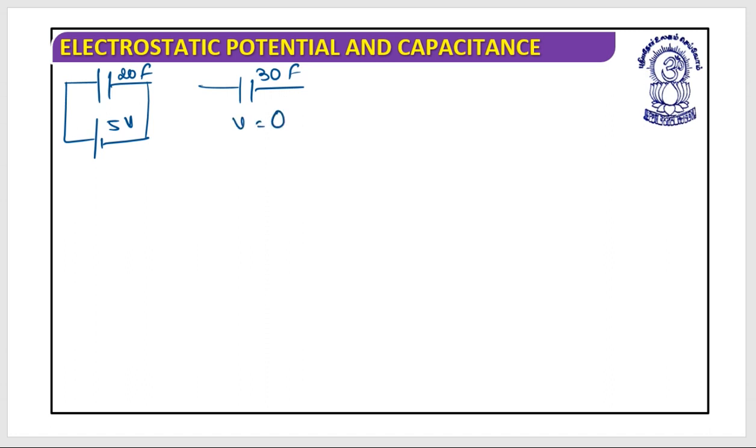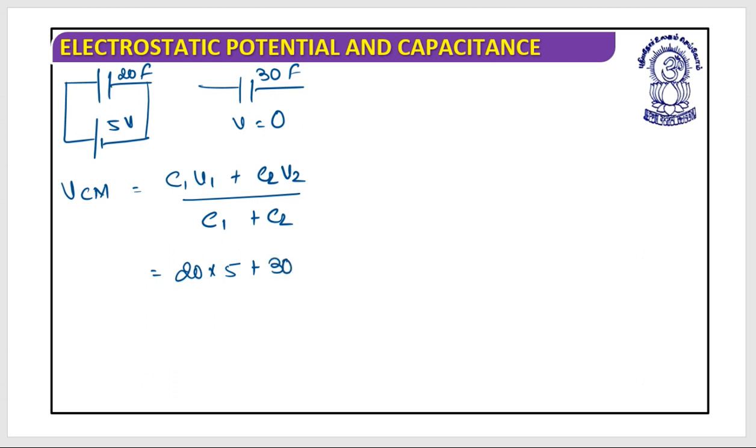So what I am supposed to find out is, first I need to find the VCM, the common potential. The common potential can be calculated as C1 V1 plus C2 V2 divided by C1 plus C2. So C1 is 20 multiplied by 5 plus C2, which is 30 multiplied by 0, divided by C1 plus C2, that is 20 plus 30, which is 50. It is 20 into 5, which is 100, plus 0, divided by 50. It is 2 volt. I hope this is clear.